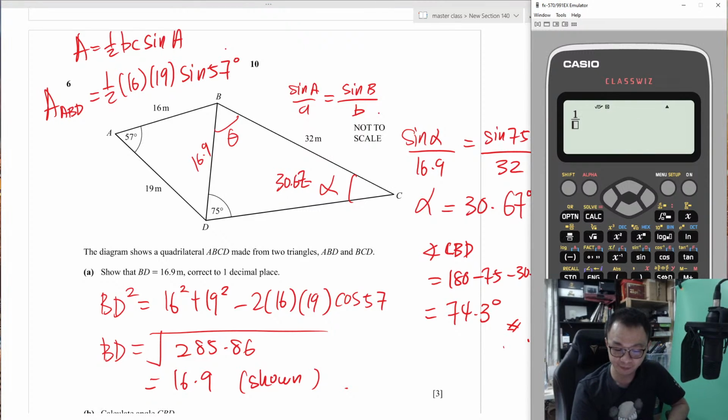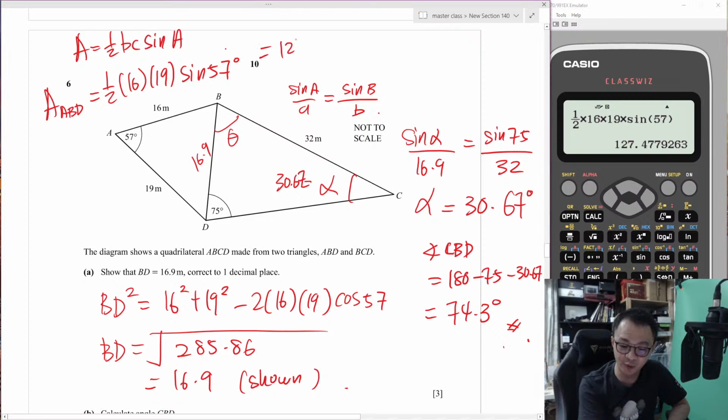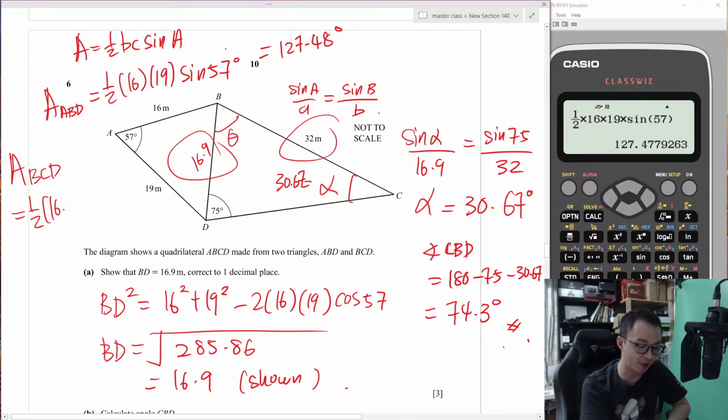So type everything in the calculator. Then I will get the area is 127.48. Alright, then I still need to find another triangle, which is BCD. Same half. And then I need to choose two sides. Maybe I choose this side and this side, which is 16.9 and 32. And then sine angle between. Angle between will be theta, which is 74.3. Alright.